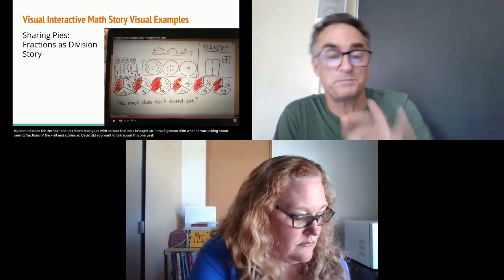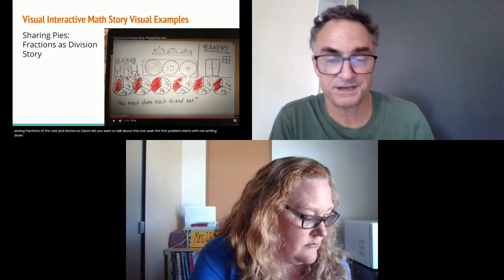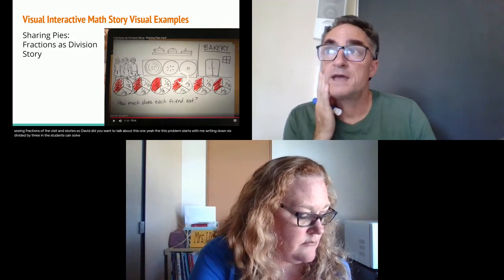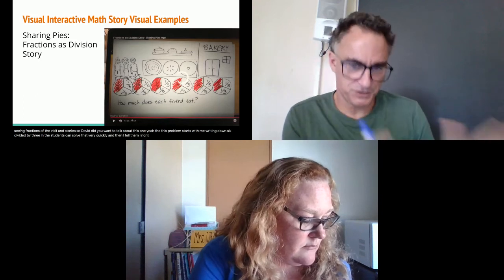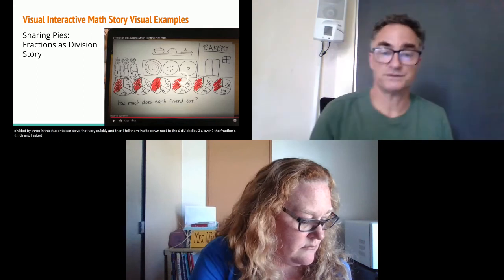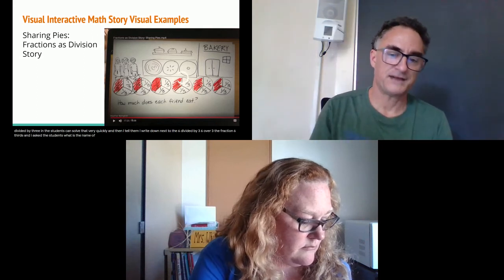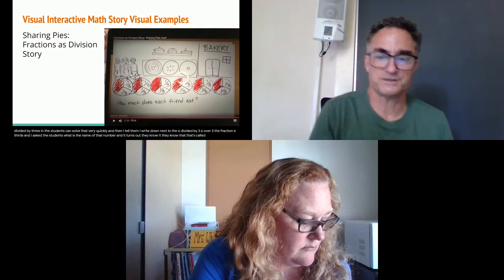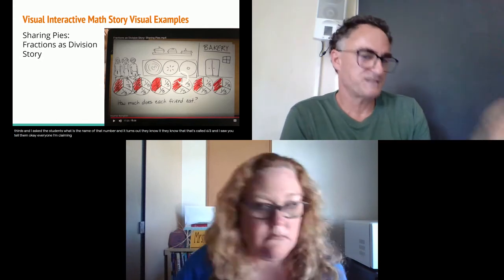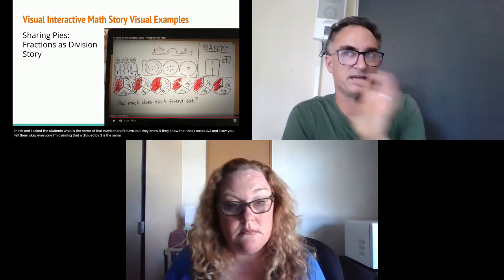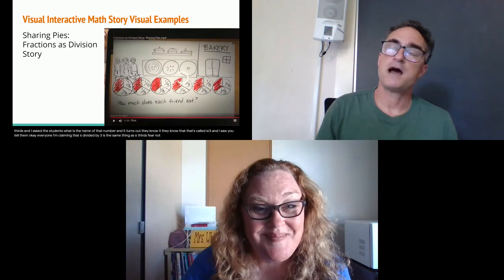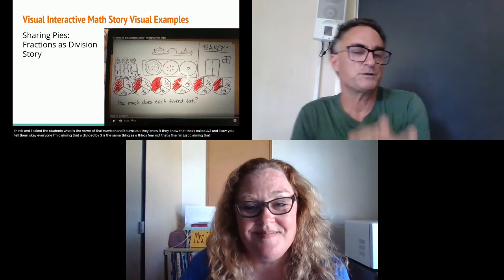Yeah, this problem starts with me writing down 6 divided by 3, and the students can solve that very quickly. And then I write down next to 6 divided by 3, 6 over 3, the fraction 6/3. And I ask the students, what is the name of that number? And it turns out they know it. They know that that's called 6/3. And so I tell them, okay, everyone, I'm claiming that 6 divided by 3 is the same thing as 6/3. And, you believe me or not, that's fine. I'm just claiming that that's true. And here's my question, everyone.